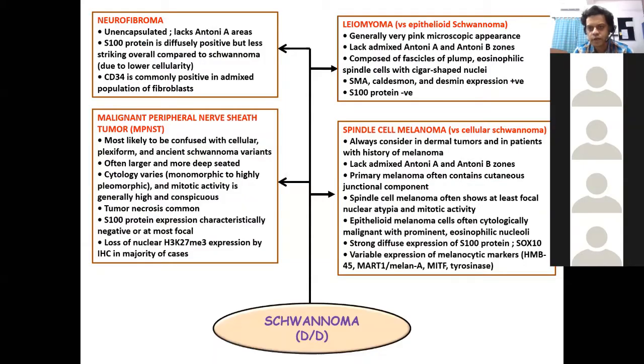What are the differential diagnoses? In the peripheral regions, you can have a neurofibroma, but then neurofibromas will not have a proper capsule like that. Plus, there is no organization per se into Antoni A and Antoni B. Plus, they usually have less cellularity compared to a schwannoma.